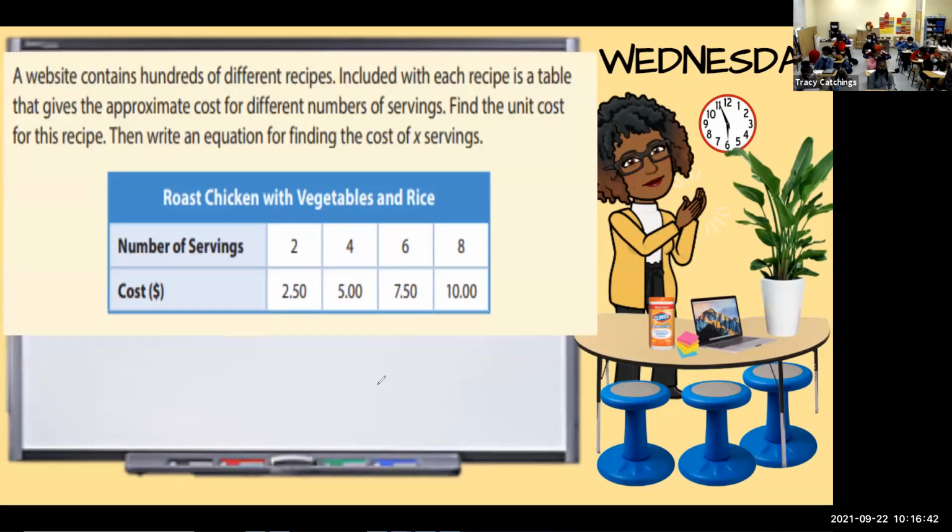It says the website contains hundreds of different recipes. Included with each recipe is a table that gives the approximate cost of different numbers of servings. Find the unit cost of this recipe. Then write an equation for finding the cost of x servings. How can we find the unit cost? So it's going to be 2.05 divided by 2, 50 divided by 2. And that isn't 2 points. All right. Now for slope or the unit rate, we can do 2 points, but since it's proportional, what do we know?